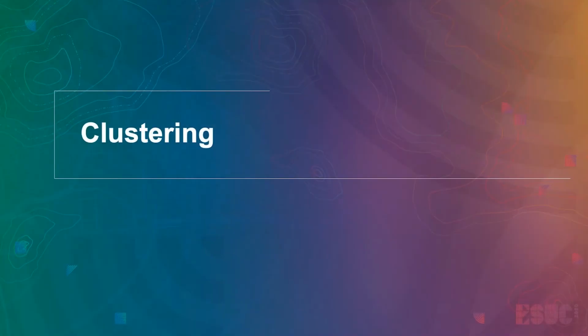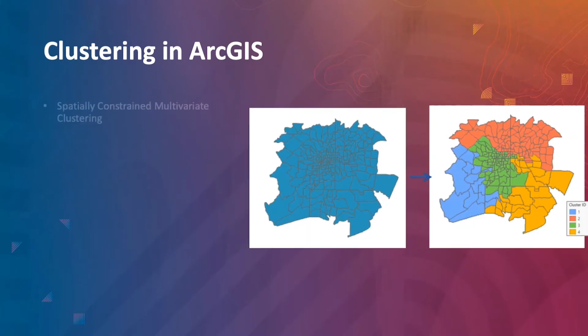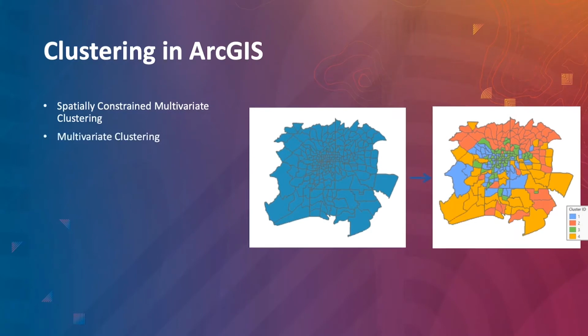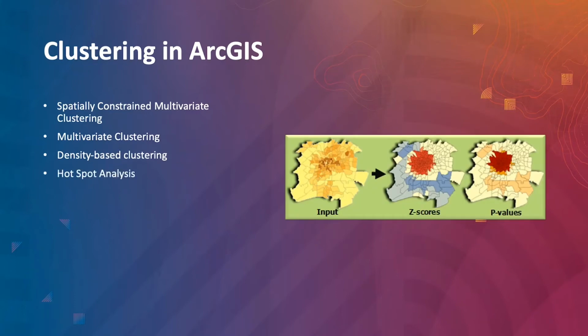Now, in the second category, clustering is the grouping of observations based on similarities of values or locations. In ArcGIS itself, we have spatially constrained multivariate clustering, which finds spatially contiguous clusters of features. We also have multivariate clustering, which finds natural clusters of features based on attribute values. We then have density-based clustering, which finds clusters of point features based on their spatial distribution. We also have hot spot analysis, which identifies statistically significant hot spots and cold spots.